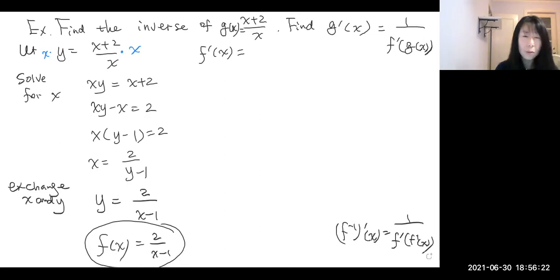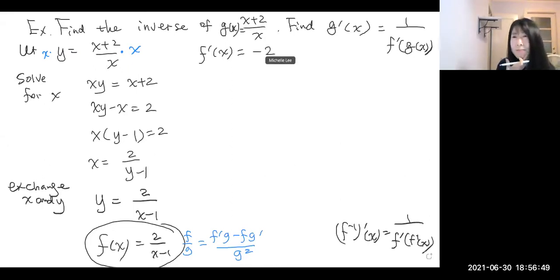How do you find f prime of x? The quotient rule. Quotient rule, good. So let's see. F over g, which is f prime g minus f g prime over g squared. So f prime, which is 0. So first term is 0 minus f, which is 2g prime. What do you get? Just 1. G prime is 1 over g squared, which is x minus 1 squared, right?